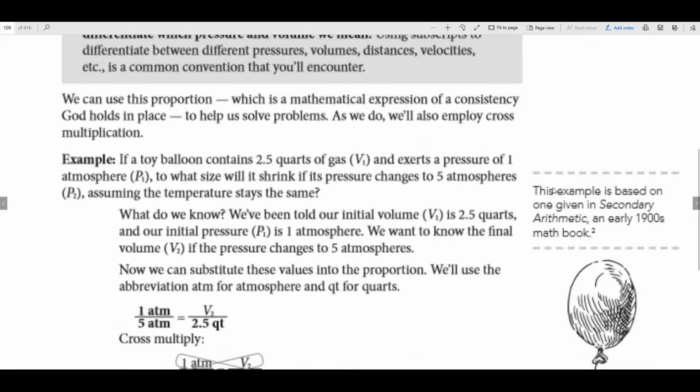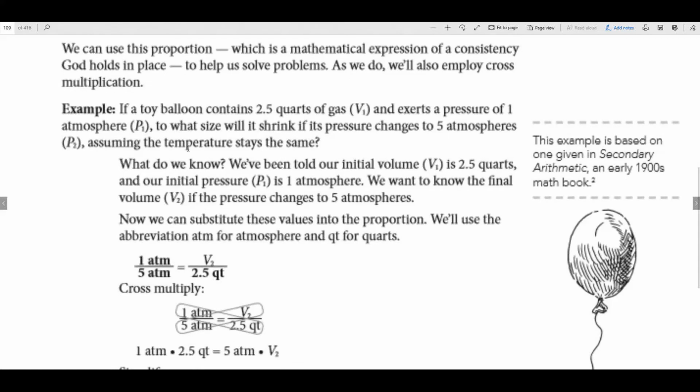All right, so we can solve. Now it's just left up to proportion. So here's an example. If a toy balloon contains 2.5 quarts of gas, that's the first, and exerts a pressure of 1 atmosphere, to what size will it shrink if its pressure changes to 5 atmospheres, which is P2, assuming the temperature stays the same? What do we know? Well, we've been told our initial volume is 2.5 quarts, and our initial pressure is 1 atmosphere. We want to know the final volume, V2, if the pressure changes to 5.